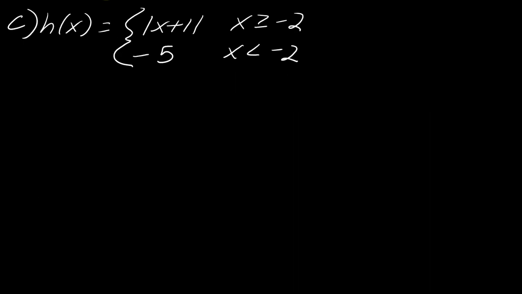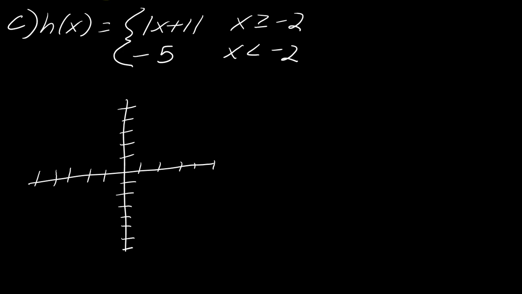Okay, so for this last one, let's graph this out one more time. So x is greater than or equal to -2. So if I plug -2 into this, I get 1, and then at -1 I'll get 0, and so this is going to be a little v like this, and then at -2 this goes down to -5.